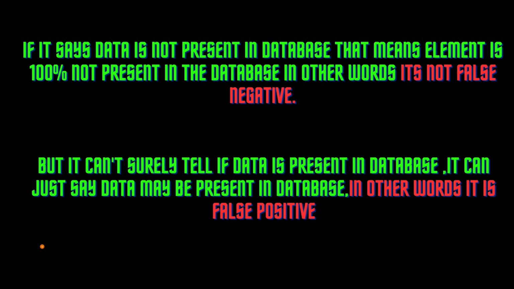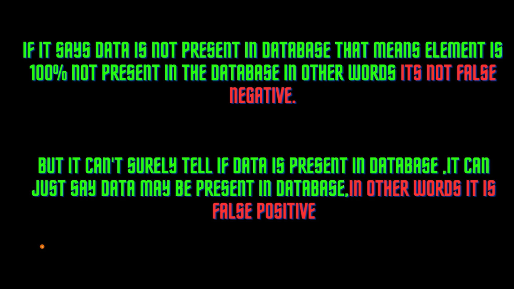So, as the name suggests, it is some kind of filter which was developed by a scientist called Bloom. But it is actually a data structure which will tell two things. It will tell if the element is not present in the database. If it says the element is not present in the database, that means 100% the element is not present, and there is no chance that the element will be present in the database. But it cannot tell us if the element is surely present in the database. It can just tell the element may be present in the database.